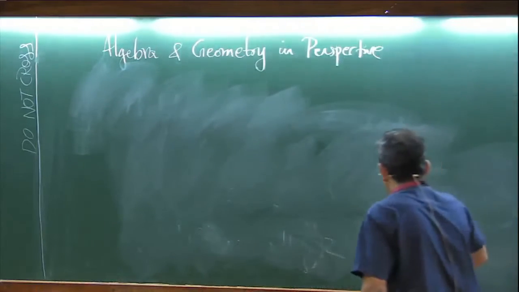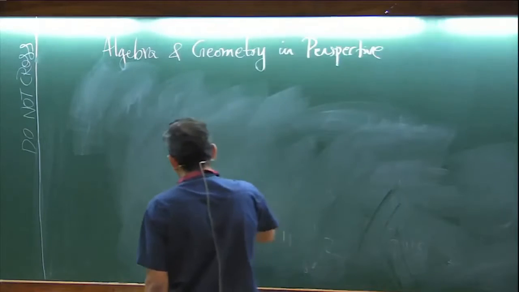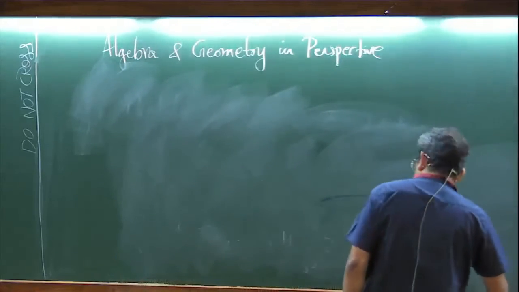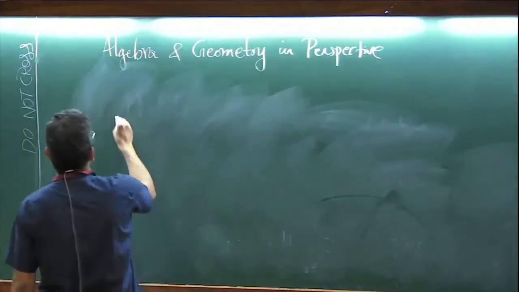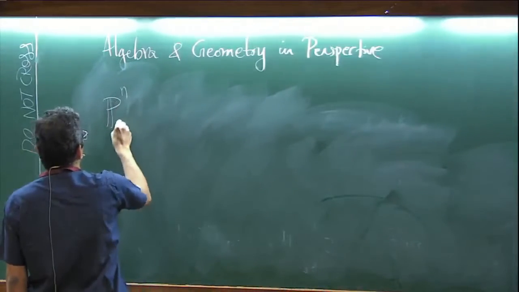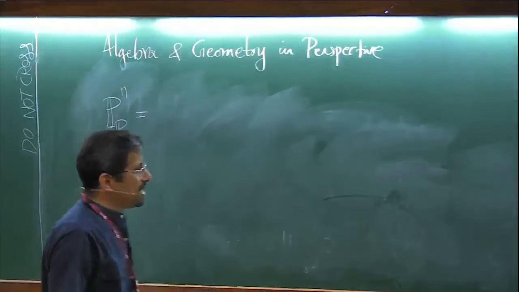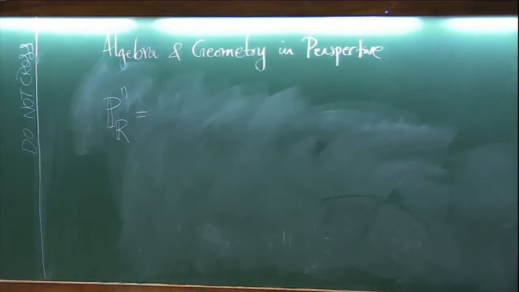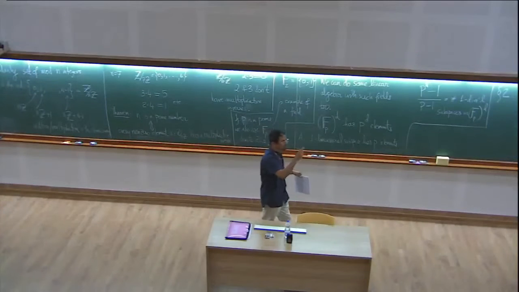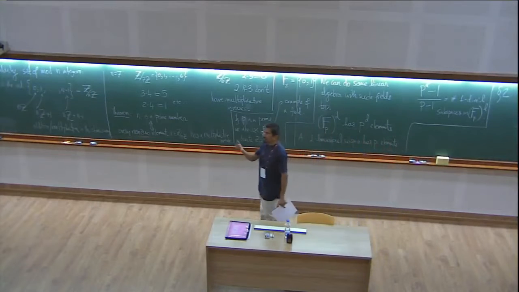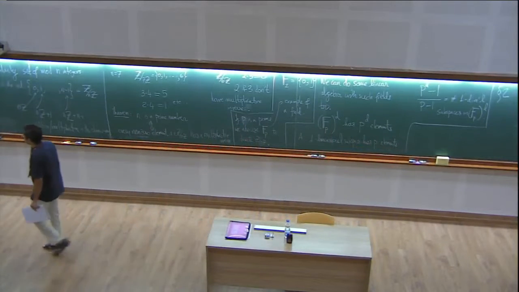So, I've given the definition, but now we'll reinterpret. We'll think a little bit more algebraically about what it really means. You can also think of P and R as... See, what we have done is we are looking at lines through the origin, or one-dimensional subspaces. But what's a one-dimensional subspace or a line through the origin? You pick one non-zero vector and look at all its multiples. That's what it is. So you might as well give that non-zero vector. So I will write down that non-zero vector.